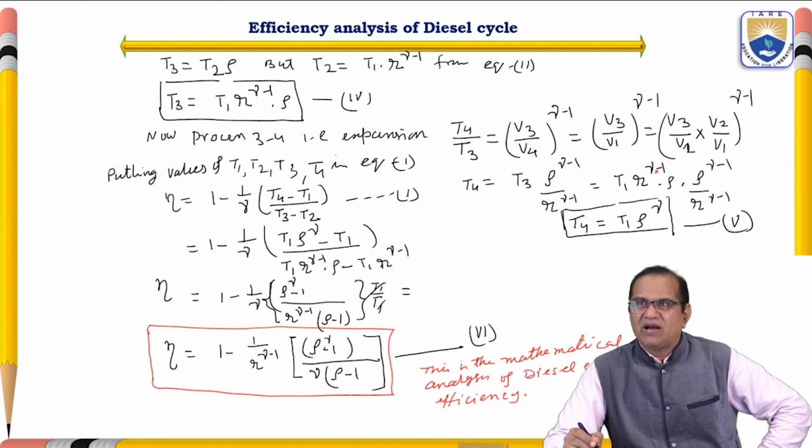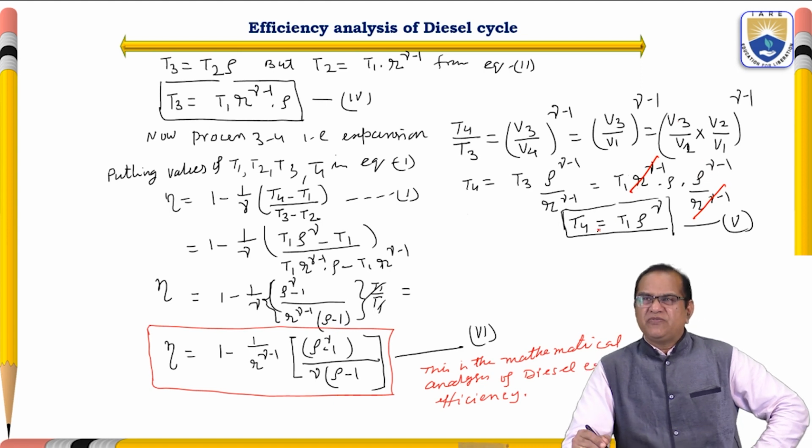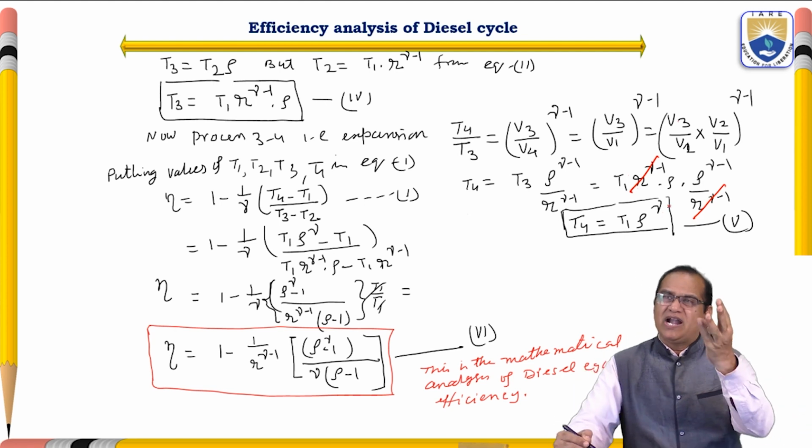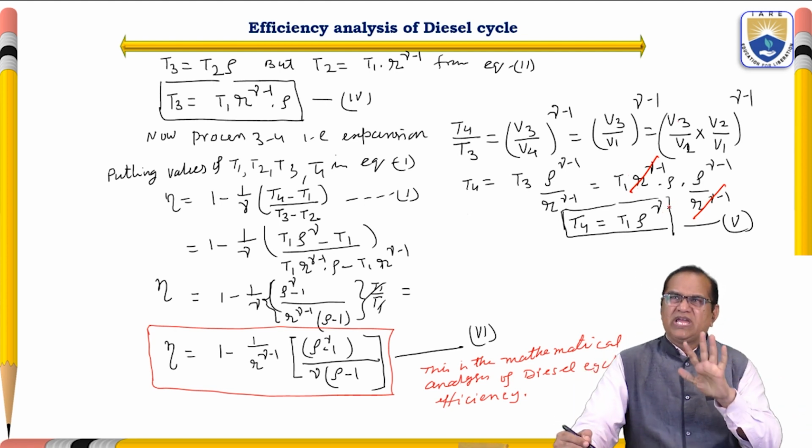T1 R to the power gamma minus 1 into gamma into rho gamma minus 1 by R gamma minus 1. So this R gamma minus 1 is cancelled here, and this rho plus 1 is cancelled, only rho to the power gamma remains here. So T4 is equal to T1 rho to the power gamma. So now we have T2, T3, T4, everything.